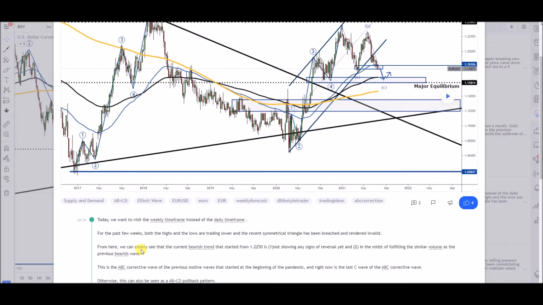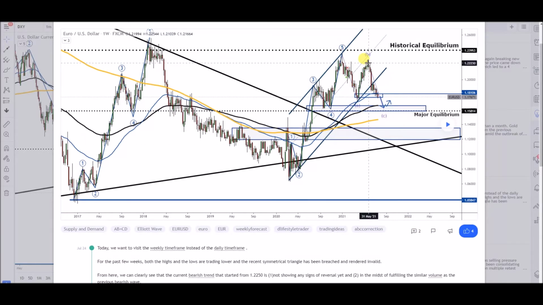So from here, we can clearly see that the current bearish trend that started from 1.2250 is, number one, not showing any signs of reversal yet, and number two, in the midst of fulfilling a similar volume as the previous bearish wave. So this current bearish wave has been pretty strong. There's no sign of reversal, and if we look at the volume and duration of the previous bearish wave, this could potentially form an AB equals CD, and therefore there's a very high chance we are going to see euro dollar continue to trade lower. But bear in mind this is a weekly time frame.